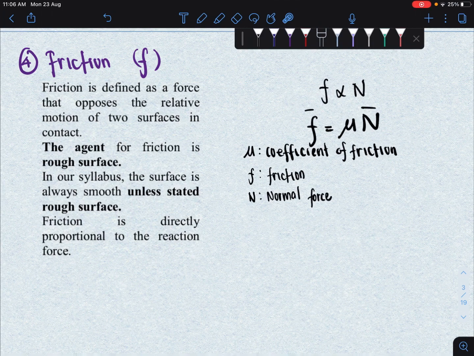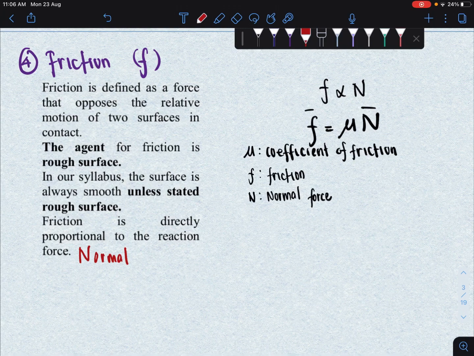Okay, if the question doesn't mention that the surface is rough, then it is a smooth surface, so there is no friction. A smooth surface has no friction. It must be a rough surface to have friction. And then friction is directly proportional to the reaction force. Earlier we learned that the reaction force is actually the normal force. The reaction force is the normal force that we exert from the surface.